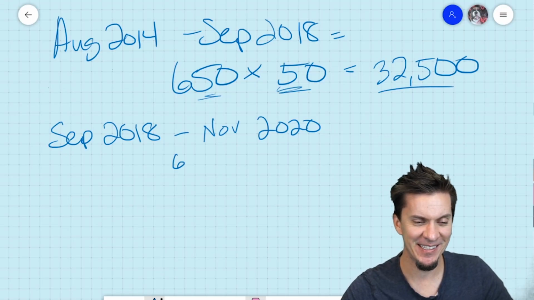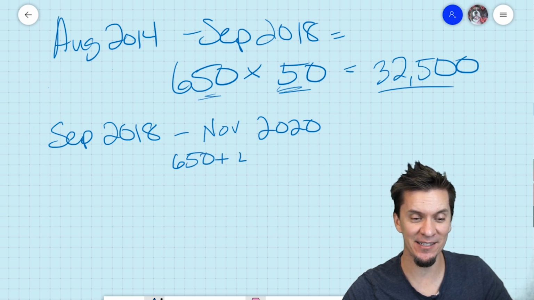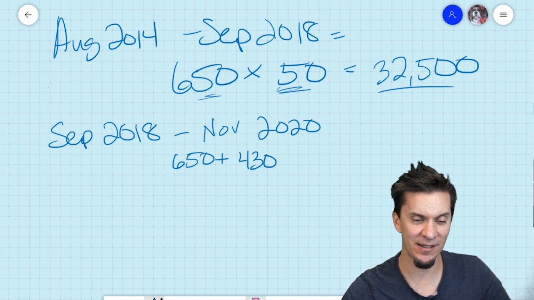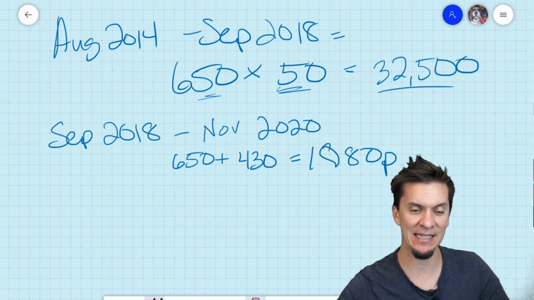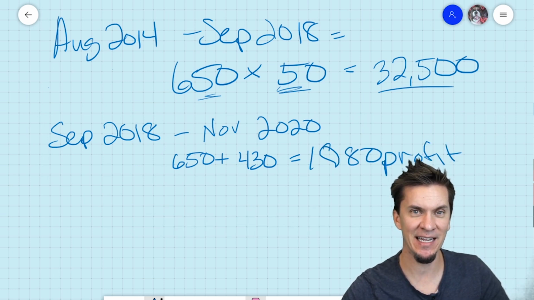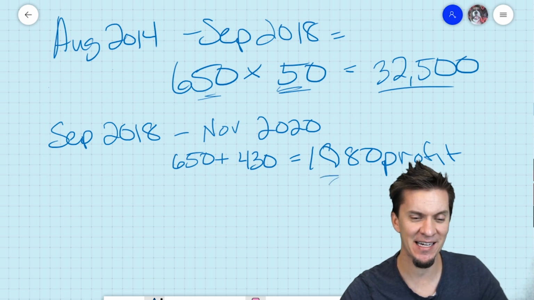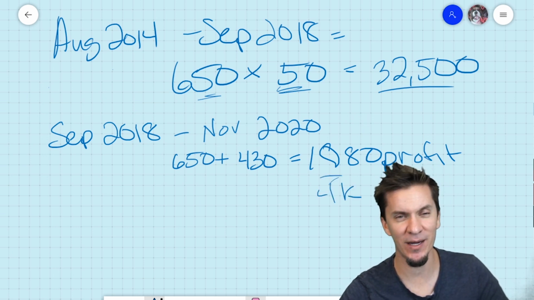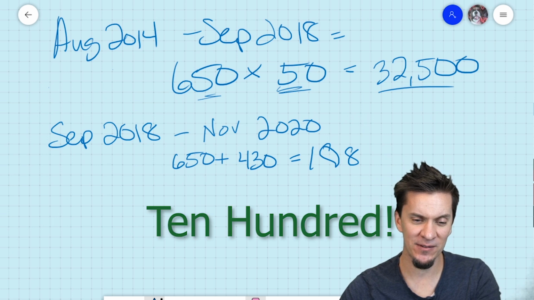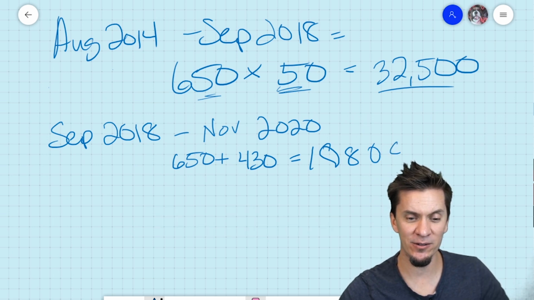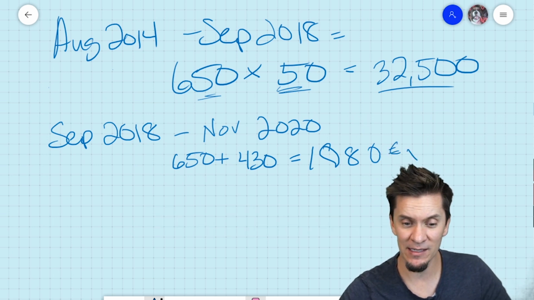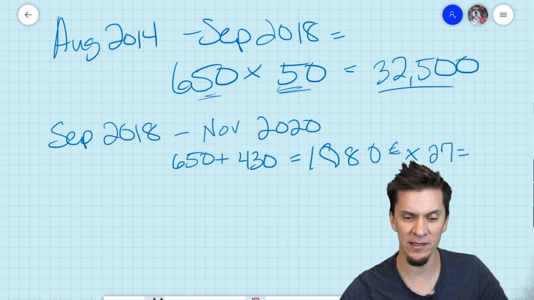We are at 650 plus 430 of more savings, right? And so that's 1080. 1080 profit. 1080 is not as great as 4K, but we're working on it. We have 1080 euros of savings multiplied by the rest of these months, these 27 months up until this period.